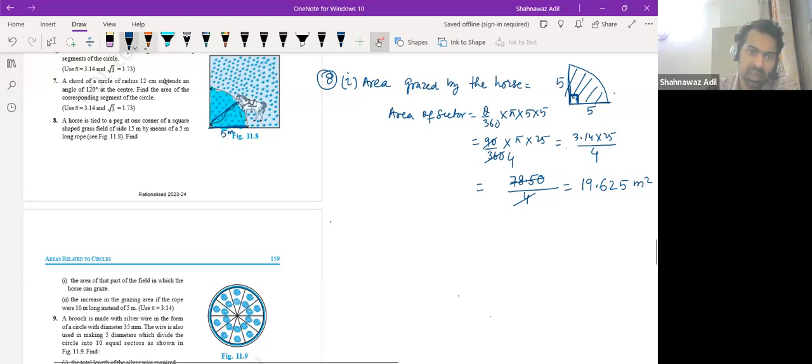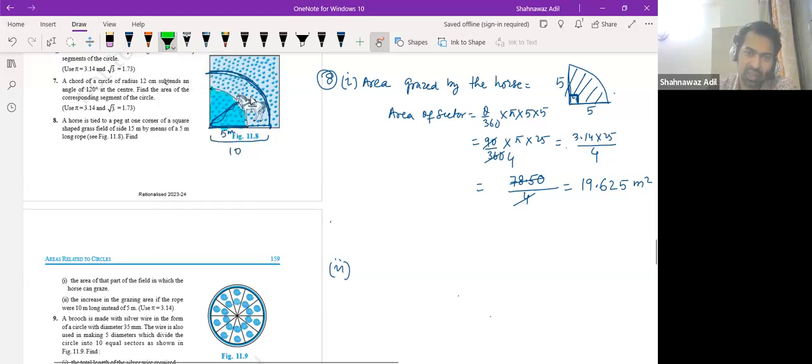Now, which area is remaining, guys? So this area is remaining, right? So Amar, can you tell me how can you find this ungrazed area? Oh, no. So this is not the question. The question is different. I thought that they will ask the ungrazed area. But they are asking the increase in the grazing area if the rope were 10 meters long, right? So now they have increased the rope length to 10 meters. So then this horse will graze this region. Right, guys?